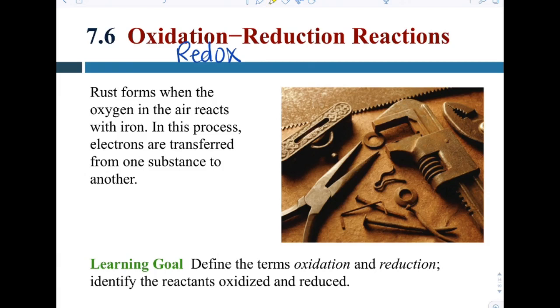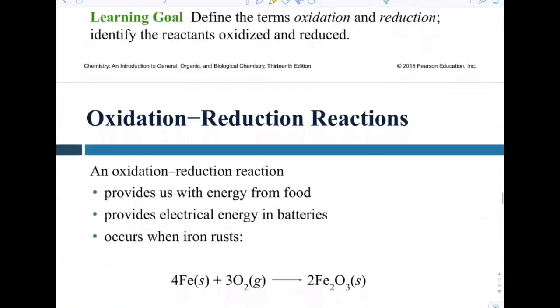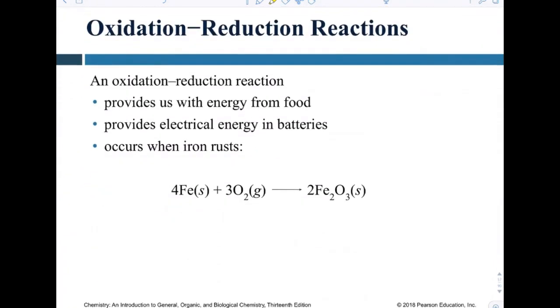And so if you look at this slide, rusting is an example of an oxidation. Iron is oxidized by the oxygen in air, and the electrons are transferred. And so hopefully you remember that electrons being transferred should sound familiar to you, because that is the process in which an ionic compound is formed. So we're looking at this formation of this iron oxide here.